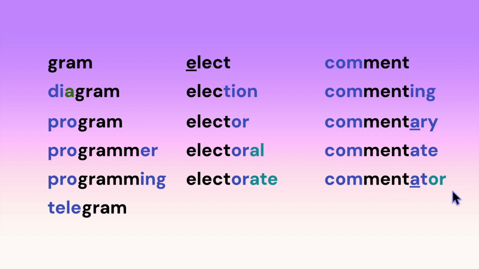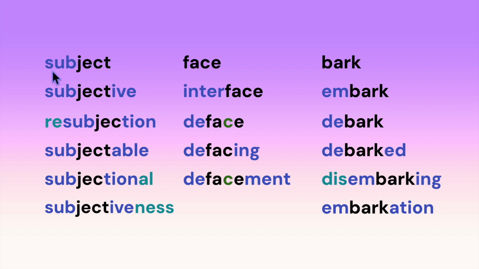Commentate, commentator. Here we have a root subject, which has a prefix in it. Subjective, resubjection. What does that word mean? It doesn't matter. You can read it even if you don't know what it means. Subjectable, subjectiveness. Here we have the root face, interface, deface.